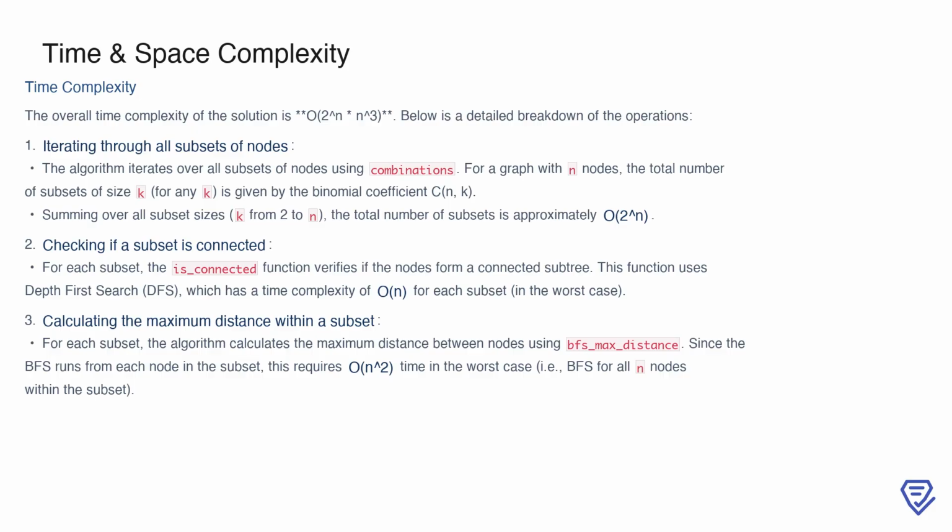Finally, we compute the maximum distance between nodes within each subset using a breadth-first search, or BFS, which is performed from each node in the subset. The BFS computation requires n squared time in the worst case, as we could potentially perform BFS for all n nodes within the subset. Combining these steps gives us the foundational components of the time complexity.